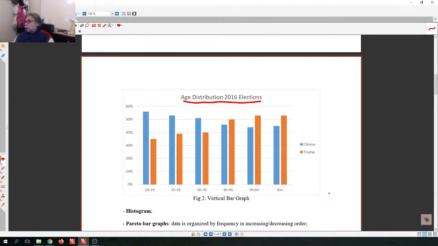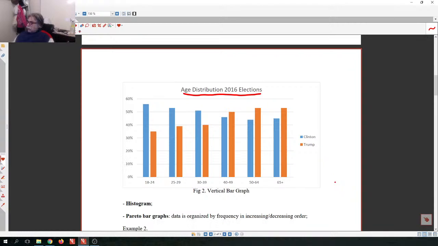This is a vertical bar graph. It's not a histogram. It's definitely not a time series because you don't have time down there. It's another type of a bar graph that we use to get some comparison, right? So this is a comparative graph. You have the vote for Trump, vote for Clinton in this particular age group. So it gives you some idea what's going on in terms of age group and the 2016 elections.